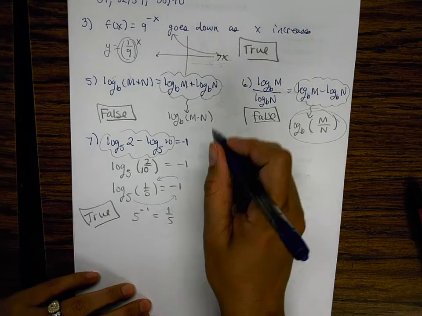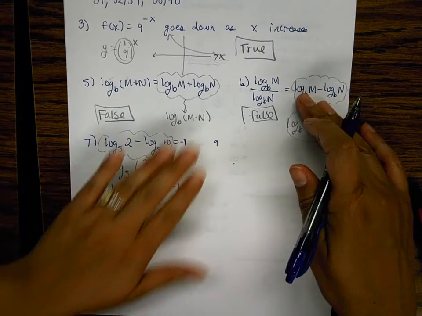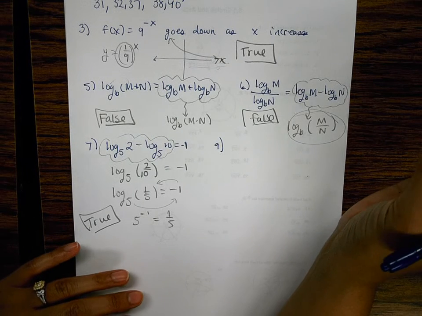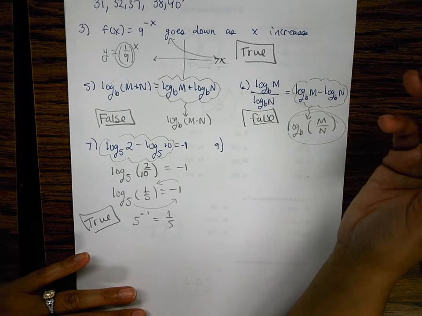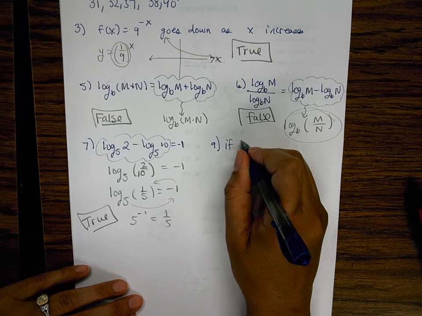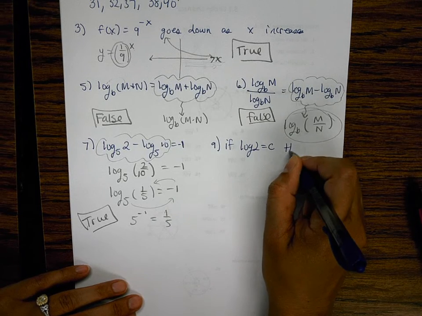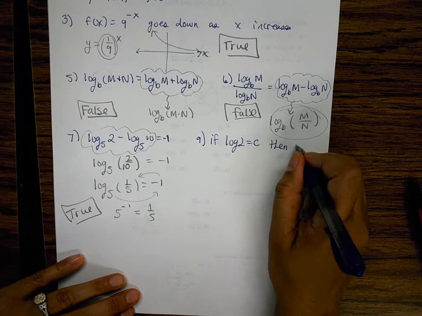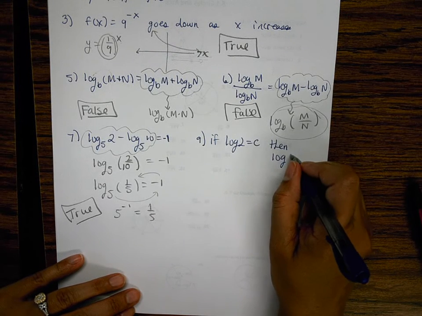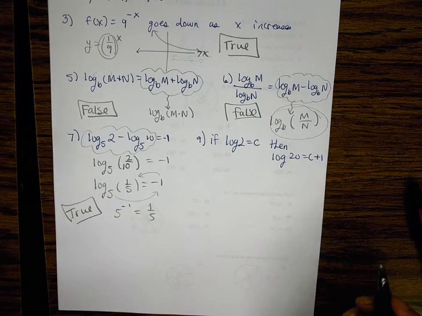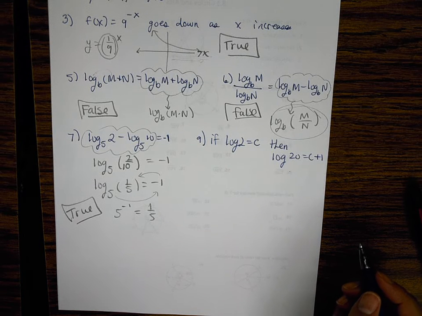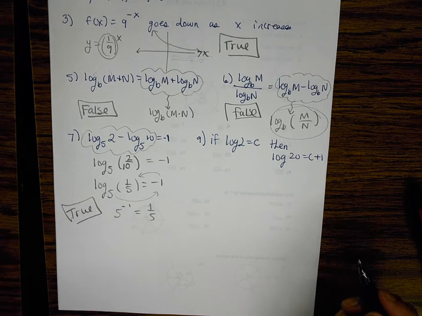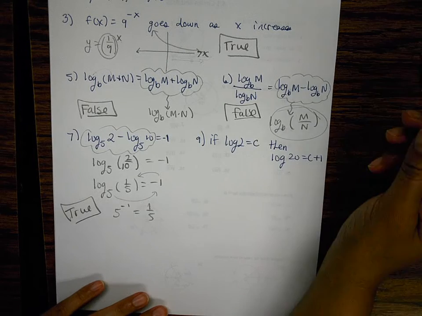Okay, next one is number 9, and I believe number 9 is not a true-false question. Number 9 is if log of 2 equals c, then log of 20 equals c plus 1. Oh, this one's also a true-false. Okay, so true-false goes up to number 10. So, is this true or false?